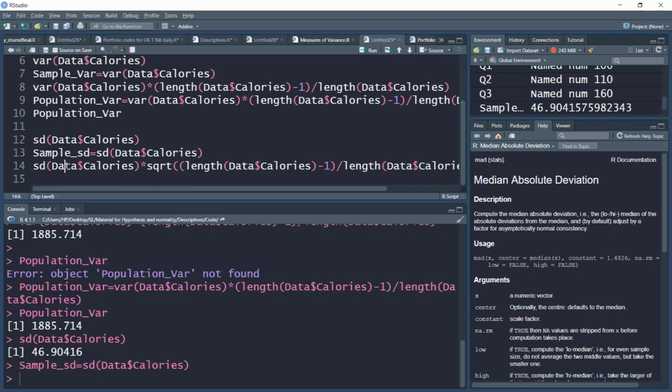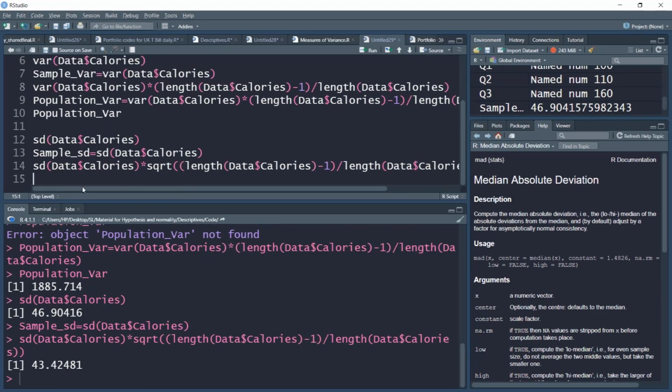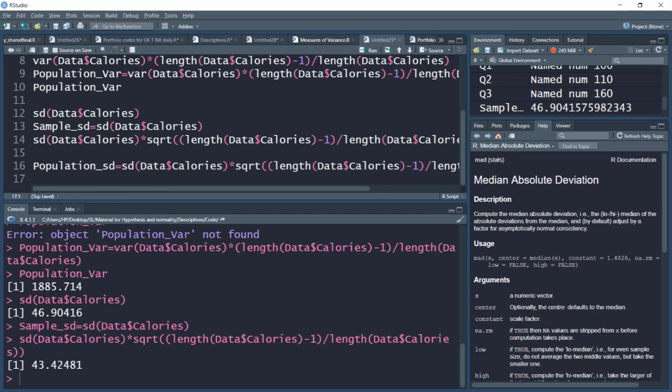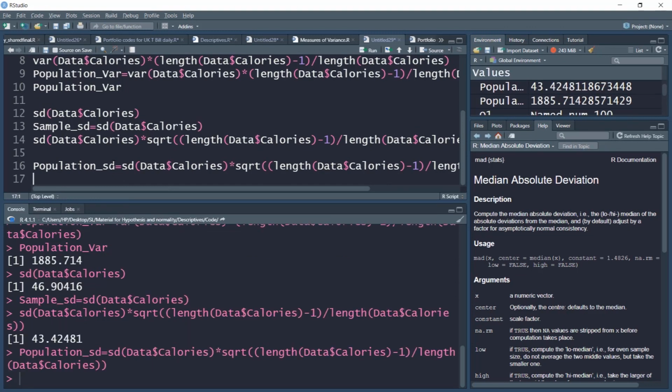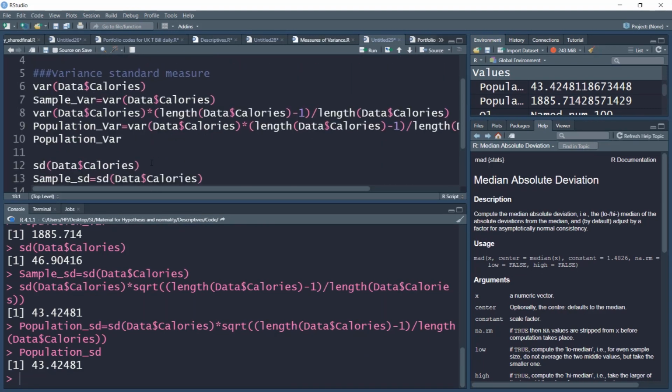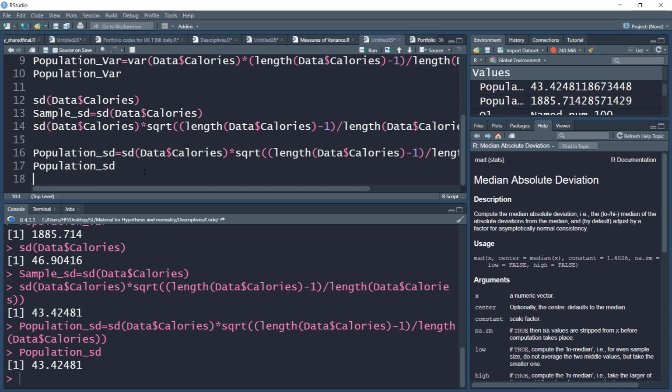So if I run this, I'll get the sample standard deviation, which is 43.42, which is different from 46. I can assign this to a new variable, which is population standard deviation. If I want to extract this variable, I can simply select it and run Control Enter to get the value of population standard deviation. So these are my variance and standard deviation measures for population and sample.